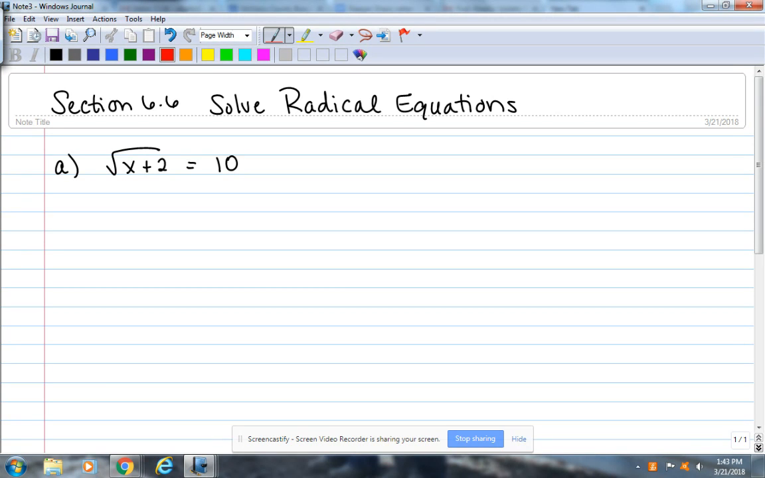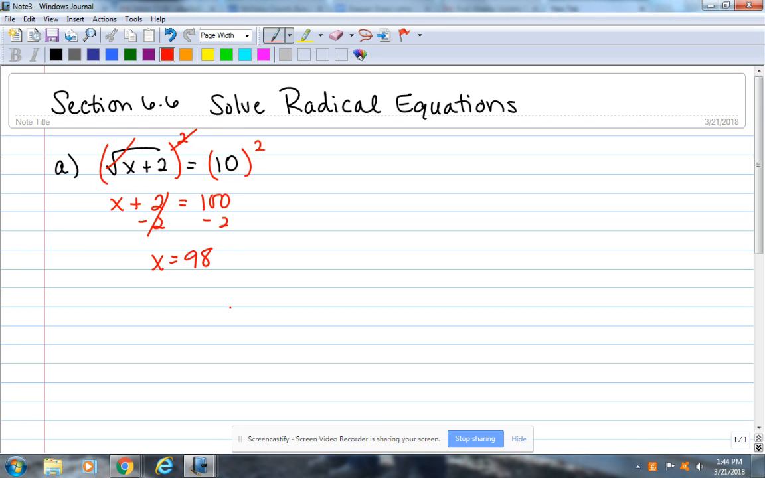Square. So if I want to get rid of the radical, I'm going to square both sides because with equations, I have to do the same thing to both sides. And when I square a square root, they cancel out. And that leaves me with what's underneath, which is just x plus 2 equals 10 squared, which is what? 100. So now I just got a little bitty baby equation to solve: x plus 2 equals 100. And how do I solve that for x? Subtract 2. 98. X equals 98. That's the end of that problem.